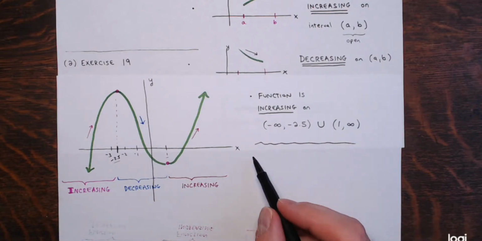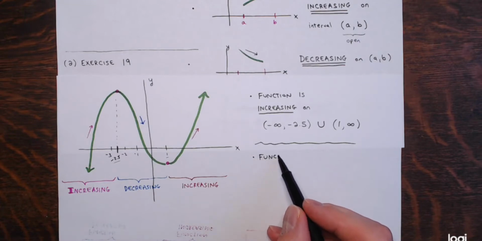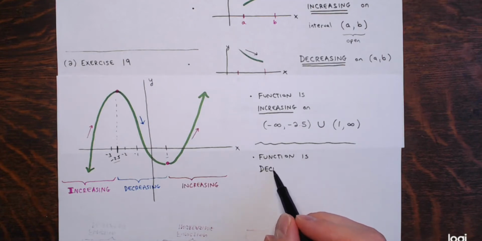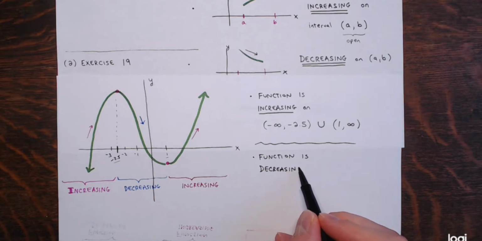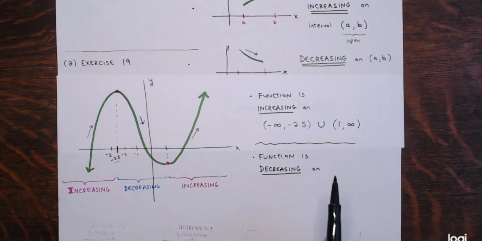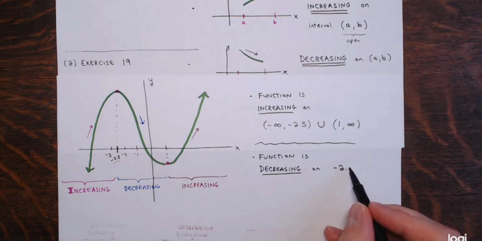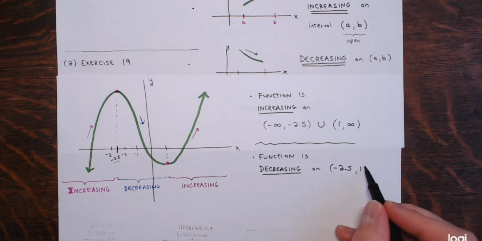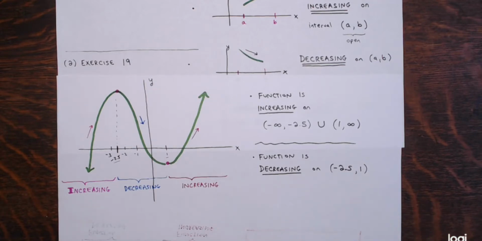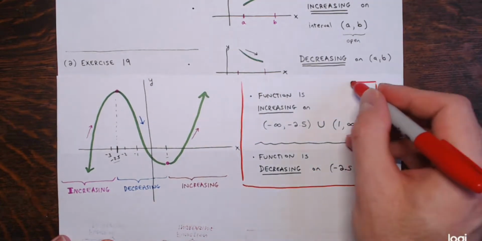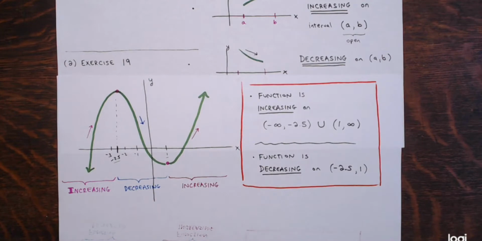All right, and then where is it decreasing? The function is decreasing on the following interval. Now there's only one interval I pointed out where the function is decreasing, and that's the interval on the x-axis from -2.5 to 1. So from -2.5 to 1, and again just make these open intervals, parentheses on the ends. And that's it. This is what they're asking us for, what I just put in the box over here. Where is this function increasing and decreasing? Just state the intervals on the x-axis over which that happens.